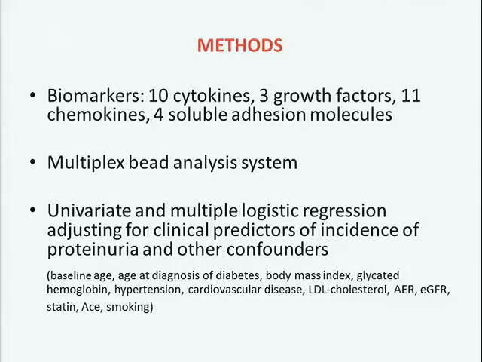Univariate and multivariate logistic regression were done, adjusting for all these factors: baseline age, diagnosis of diabetes, body mass index, glycated hemoglobin, hypertension, cardiovascular disease, whether stroke, heart attack, or lower extremity amputation, cholesterol levels, AER, eGFR, statin and ACE medication use, and smoking.